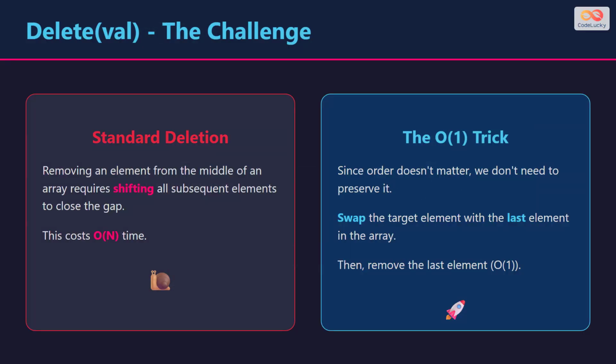Now for the tricky part, deletion. As we mentioned, removing from the middle of an array usually causes a shift, which is slow. However, since the order of elements in our set does not matter, we can use a clever trick. We swap the element we want to delete with the very last element in the array.